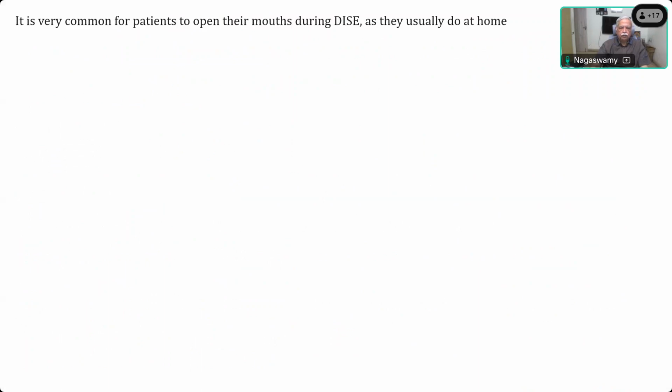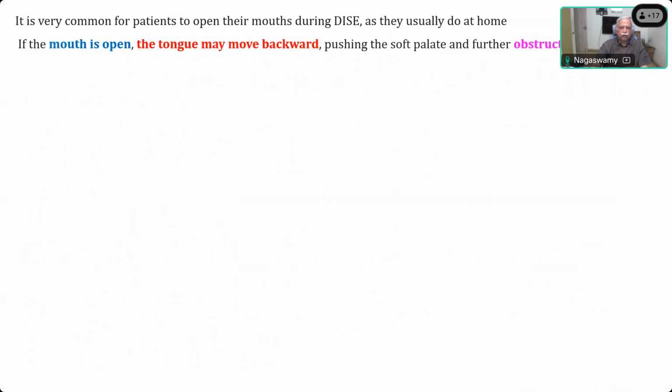And usually, once the patient goes to the sleep stage, most of the patients with OSA have open mouth breathing. So they open their mouth, and that produces a fall of the tongue, and that contributes to the obstruction along with the pharyngeal collapse. So if the mouth was open, the tongue may be moving back, producing obstruction.